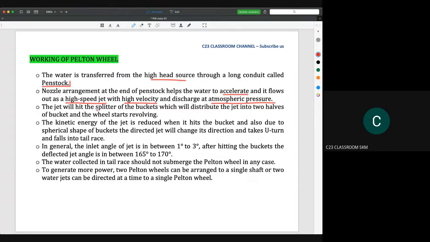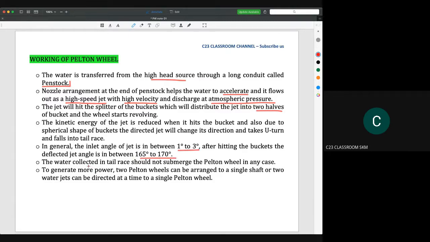The jet will hit the splitter of the bucket, which will distribute the jet into two halves of the bucket, and the wheel starts revolving. The kinetic energy of the jet is reduced when it hits the bucket, and also due to the spherical shape of the bucket, the directed jet will change its direction, take a U-turn and fall into the tail race. In general, the inlet angle of the jet is between 1 to 3 degrees. After hitting the bucket, the deflected jet angle is between 165 to 170 degrees.